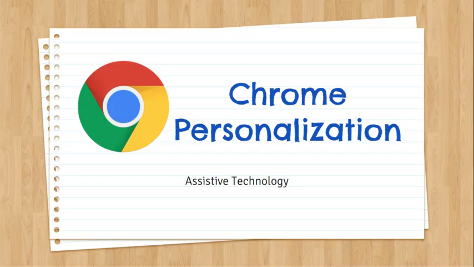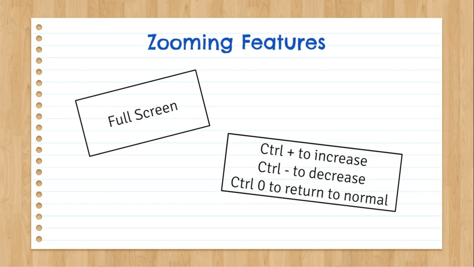Video is on Chrome personalization. We're going to be talking about a technique, a feature of the Chromebook that students or you can use to make the Chromebook more accessible. Today's focus is the zooming feature.